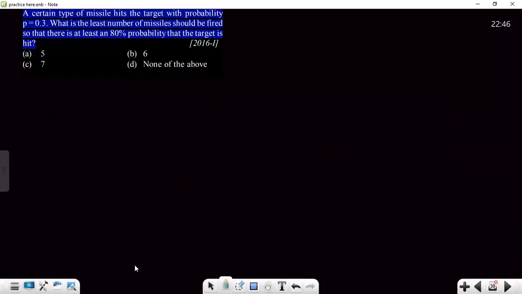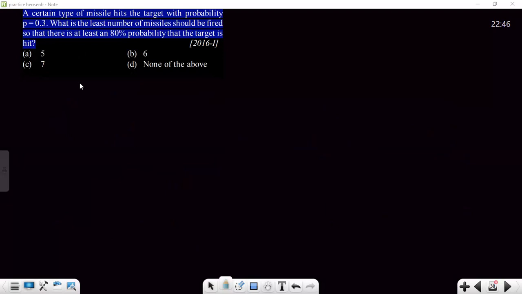A certain type of missile hits the target with the probability of 0.3. What is the least number of missiles that should be fired so that there is at least an 80% probability that the target is hit?